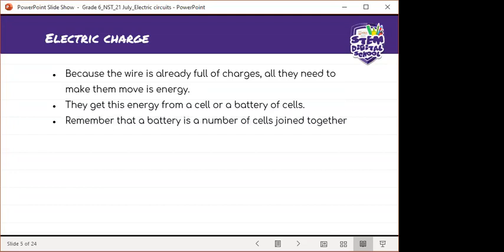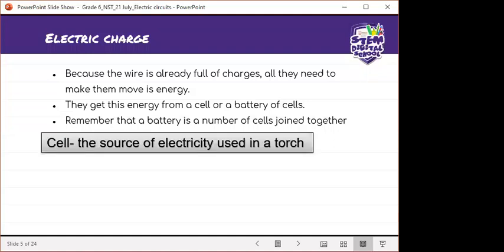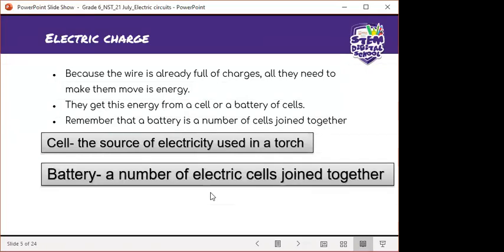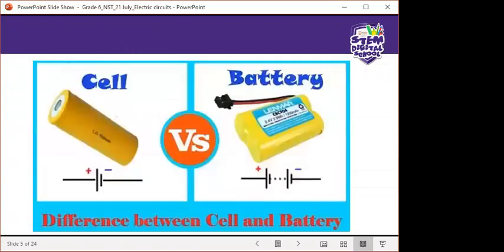And I know that some of us just confuse cell and battery. So guys, remember, a battery is a number of cells joined together. A cell is the source of electricity, for example the one used in a torch, and a battery is a number of electric cells joined together. All right, so here we have the difference. This is a cell, and that is a battery.